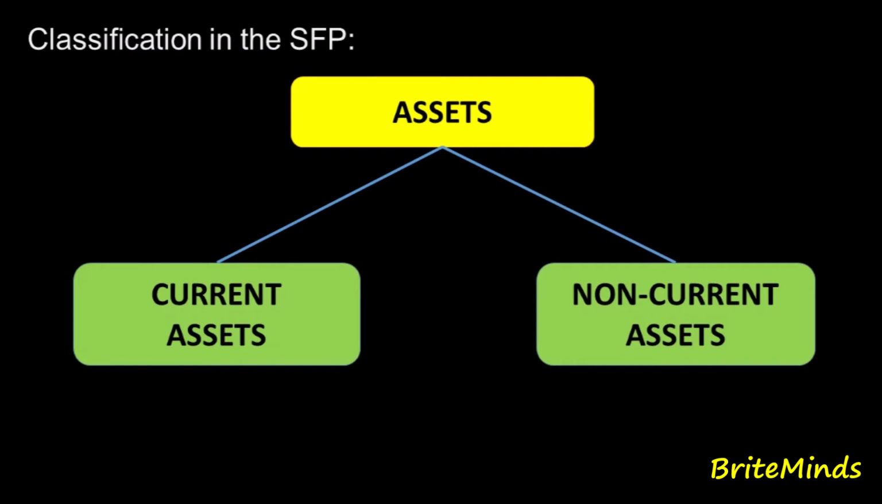We proceed to our main topic for today, which is the classifications in the Statement of Financial Position. Recall, class, that assets are resources with future benefits that are within the control of the company. And assets are classified into two: current assets and non-current assets, which we can also call long-term assets.